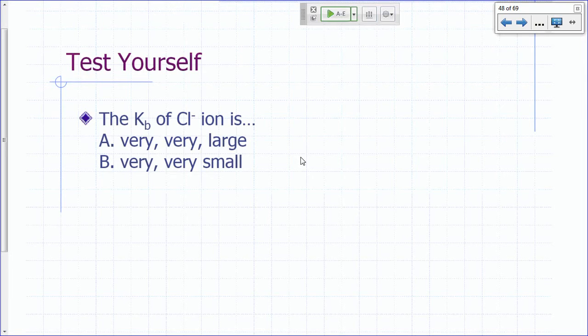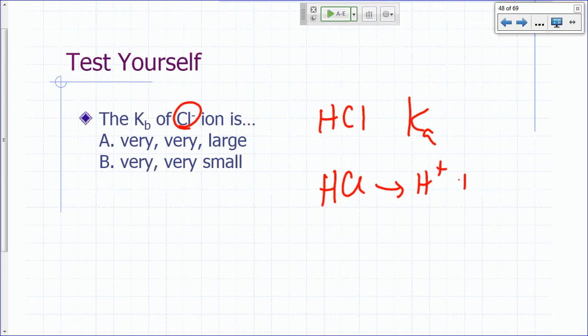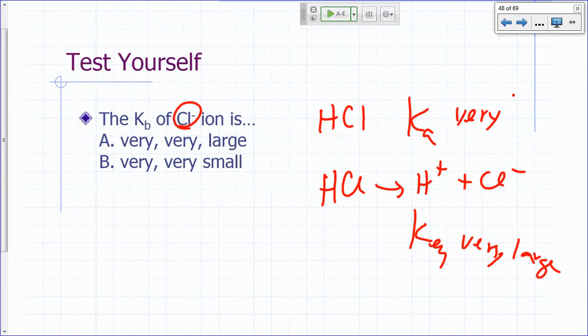To help you with this, what is the conjugate acid of Cl minus? HCl, right? What is the Ka of HCl? HCl gives you H plus and chloride. What did we know about HCl? It's one of the 6 strong acids. So what's the Ka for this? Keq for this reaction is very large, right? In fact, it is so large that we generally just ignore it. We just say, oh, anytime you have HCl in water, we're just going to dissociate it completely. So this Ka is very, very large.